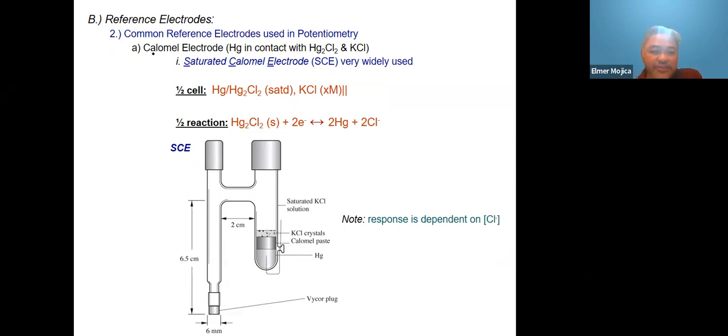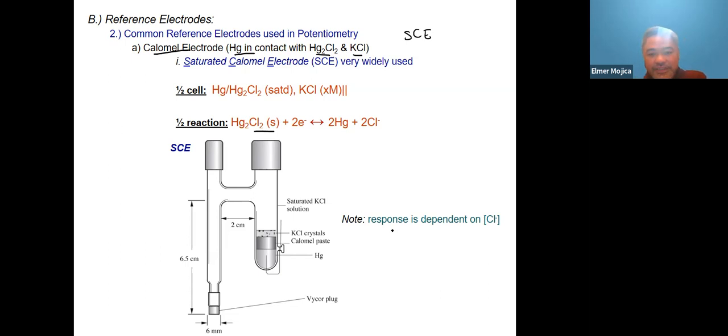So one of the things that they use is this calomel electrode. Okay. Now in the calomel electrode, there's mercury that is in contact with mercury chloride and KCl. Now, usually ang tawag sa kanya is SCE, which is saturated calomel electrode, and this is very widely used. Now, if you're going to look at the half cell reaction that is happening here, so ito yung nagpo-form, yung mercury with mercury 2+, okay, and in a KCl. So if you're going to look at the reaction there, this is the reduction reaction.